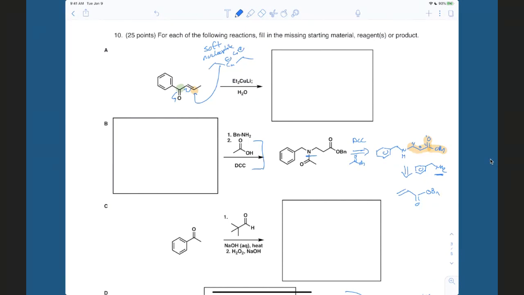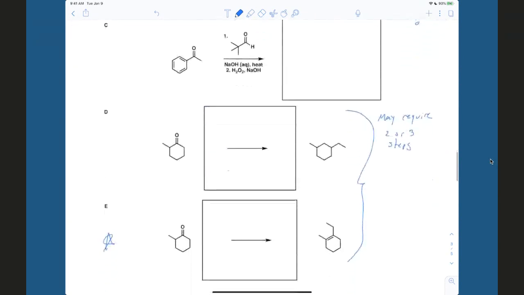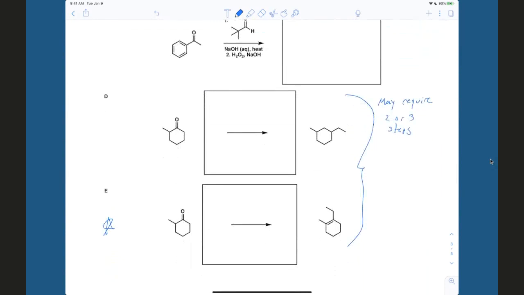And I think we are down to 10D now. And I would say yes, a Wolff-Kishner would be a solid way to answer that question, or at least a component of that question.